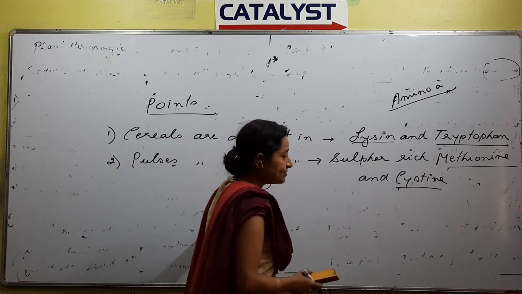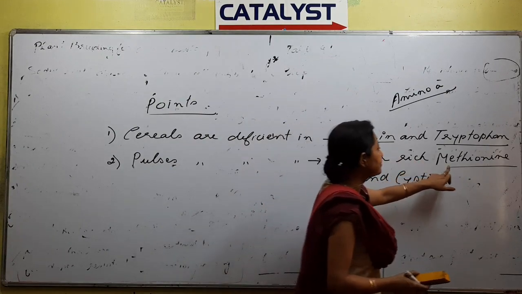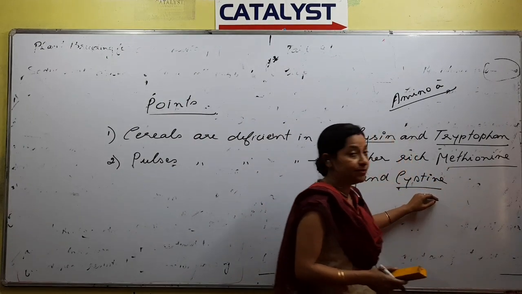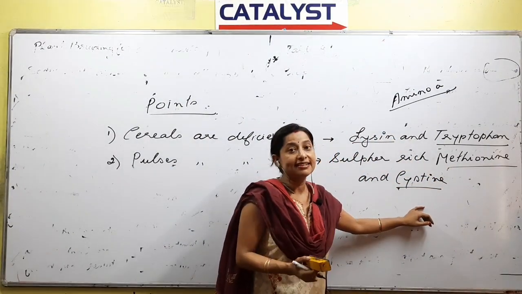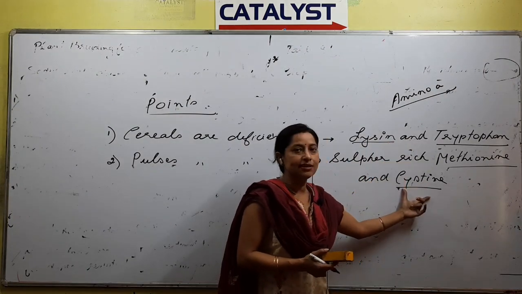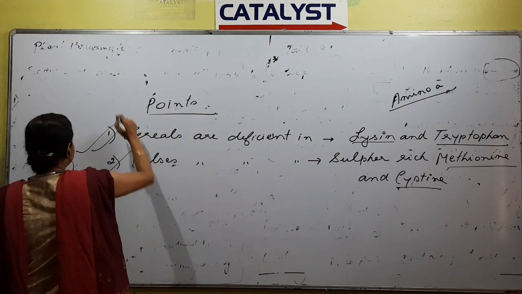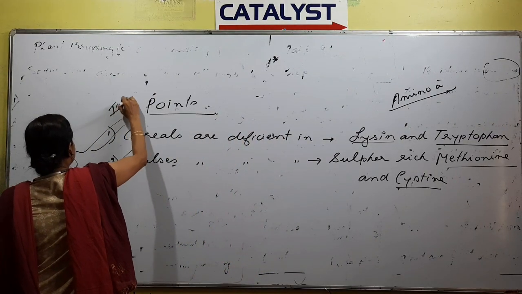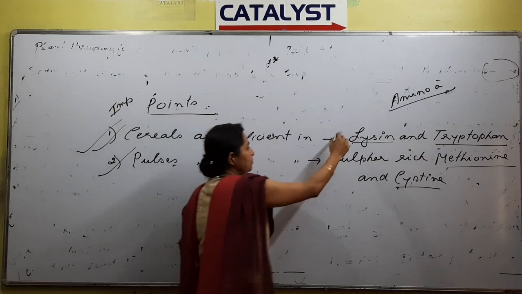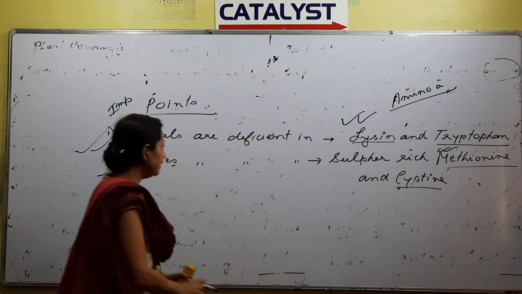Similarly, if you are talking about pulses or the different types of dal that we have, those are deficient in sulfur rich methionine and cysteine. Methionine and cysteine, these are again some examples of amino acids. These two points are important from the examination point of view, right? There are questions on lysine and on methionine, both, right?